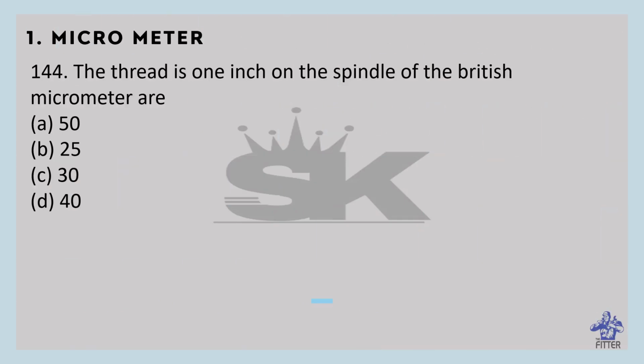The threads per inch on the spindle of the British micrometer is 40. So the pitch of the micrometer thimble screw is 40 TPI, threads per inch. Each turn of the thimble moves the spindle exactly 0.25 inch. The barrel of the thimble is divided into 25 equal parts, each of which is 1 by 1000, or 0.001 inch.